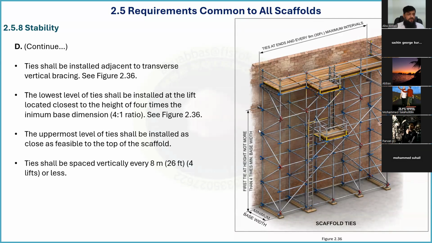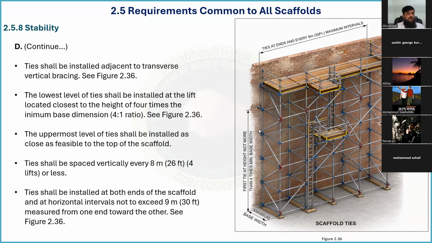Further, ties shall be installed at both ends of the scaffold and at horizontal intervals not to exceed 9 meter, 30 feet, measured from one end towards the other end. So if we are going in this direction, this is our first tie, and we will have another tie at the end. In between, we will go every 9 meter.